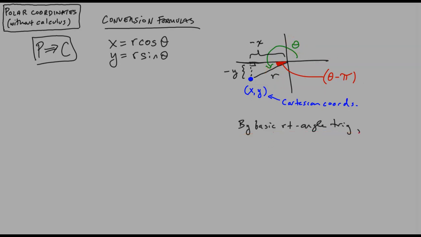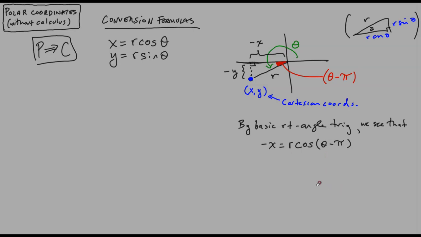By basic right angle trig, that familiar, I hope, picture I mentioned before, applied to this right triangle, we see that minus x, the leg of this right triangle that's adjacent to this red angle, what's that going to be? Well, that's going to be the hypotenuse times the cosine of this angle. Thus, this stuff.